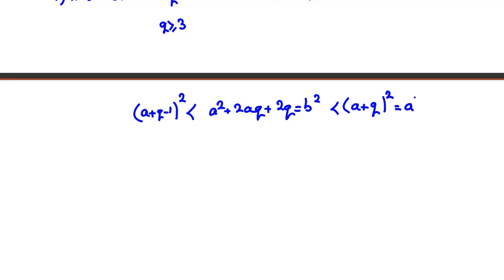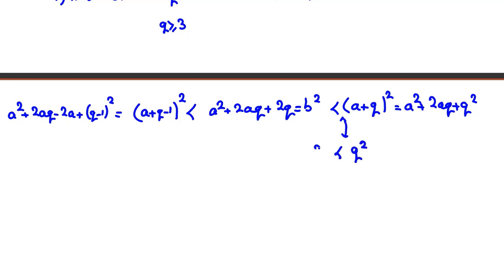So this one is a squared plus 2aq plus q squared. This one is a squared plus 2aq minus 2a, 2 times this, plus q minus 1 whole squared. Now it is equivalent. A squared and 2aq will be cancelled. Q squared is greater than 2q, which, if we divide by q, means q greater than 2. We said q is at least 3. That's correct. For this one, a squared and 2aq will be cancelled. We take 2a to the right side and 2q to the left side, q minus 1 squared minus 2q.